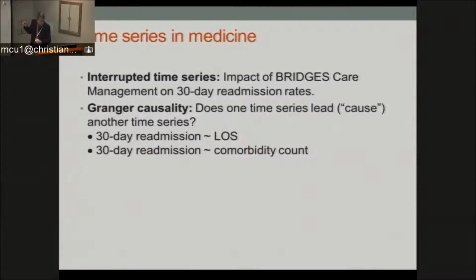So that's primarily what we're going to look at, and then I'm going to touch on another really fascinating application of time series, and that's what's called Granger causality. But I'll get to that at the end.